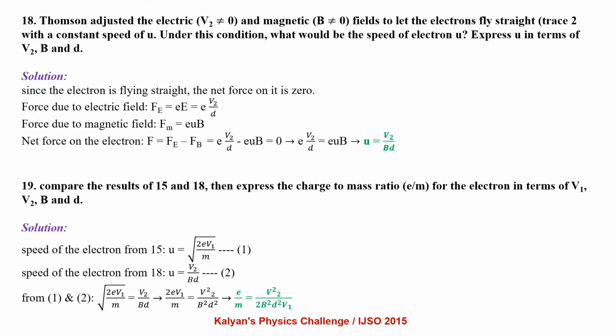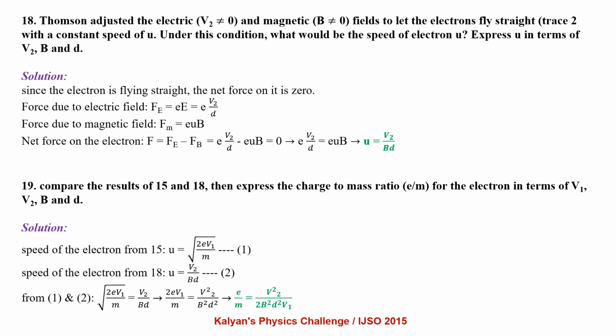Thomson adjusted the electric and magnetic fields to let the electron fly straight, that is, trace path 2, with a constant speed u. Under this condition, what would be the speed of the electron u? Express u in terms of V2, B and D. Since the electron is flying straight, the net force on it is 0. Force due to electric field is e into capital E, that is e into V2 by D. Force due to magnetic field is euB. Since the net force acting on the electron is 0, e into V2 by D equal to euB, which gives us u equal to V2 by BD.